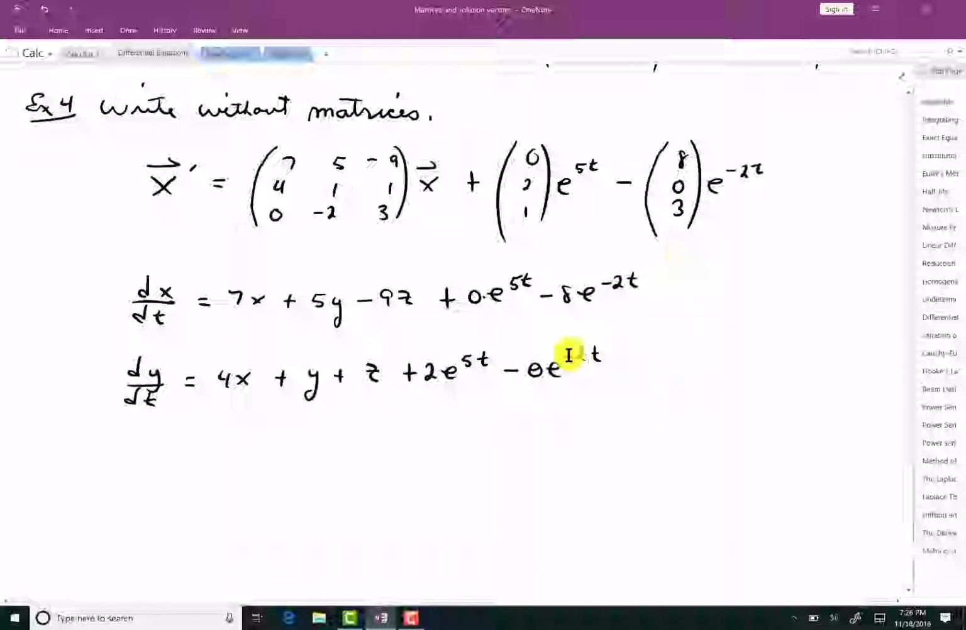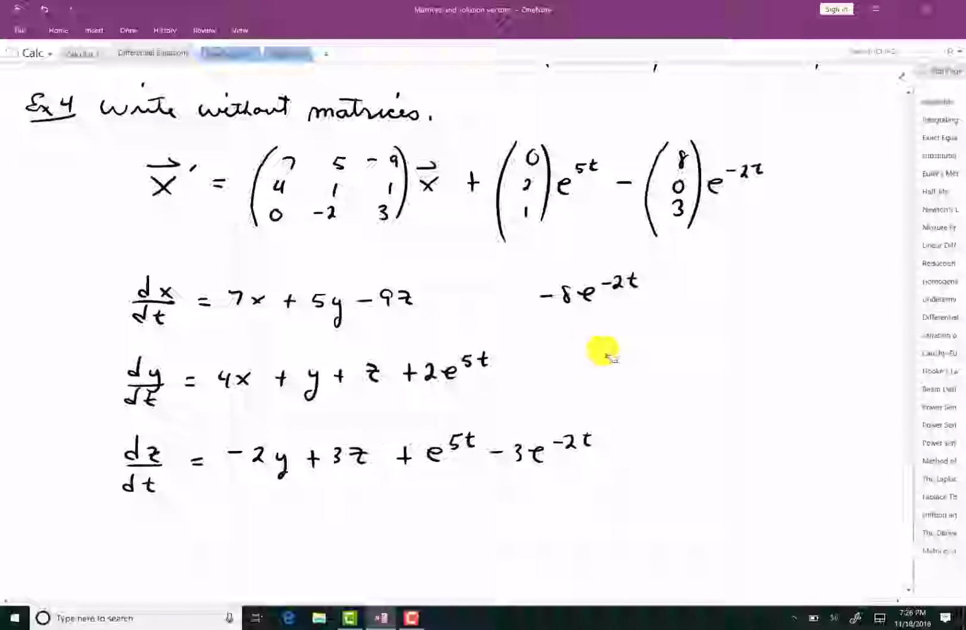Of course, it's not necessary to write these things with 0. dz over dt, I'll have 0x minus 2y plus 3z, so I have minus 2y plus 3z, and then I have plus e to the 5t minus 3e to the negative 2t. And as I mentioned, nobody would write the things that have a 0 in them. So just erase them or don't even write them to begin with. And there's your system of equations.